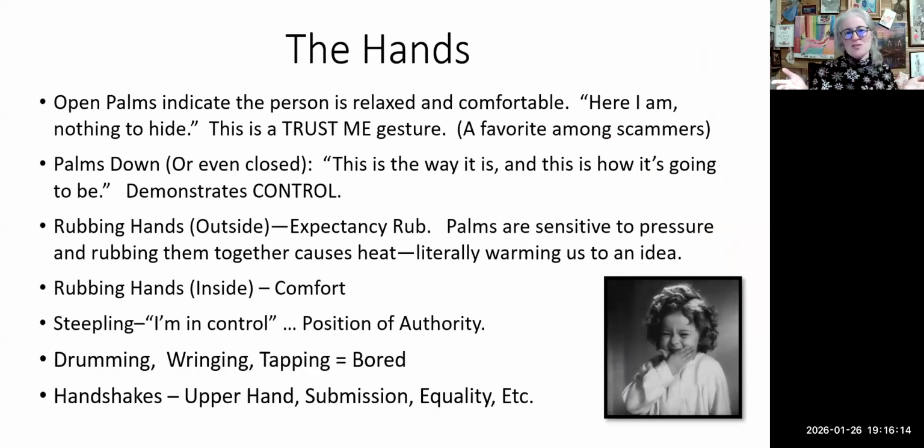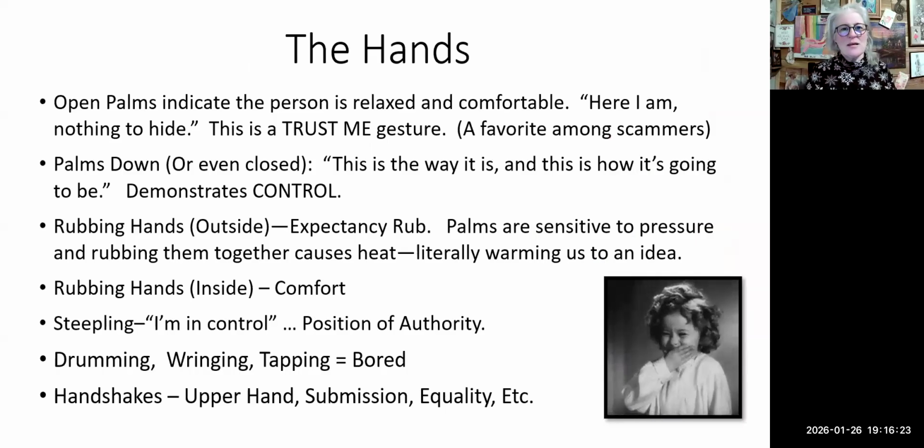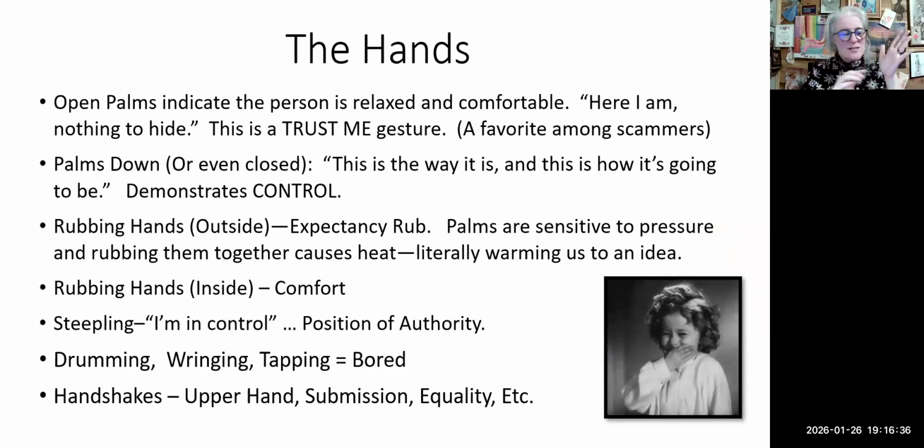Open palms indicate the person is relaxed and comfortable. Here I am, I have nothing to hide. This is a trust me gesture. Palms down. This is the way it is, and this is how it's going to be. This demonstrates control. Then we have rubbing hands on the outside. That's the expectancy rub, like you're waiting on something to happen, right? And then rubbing hands on the inside. This is comfort. You're feeling nervous because what's happening is all these nerve endings are tingling in here when you have anxiety or you're nervous about something. And so we rub on the inside of the hands.